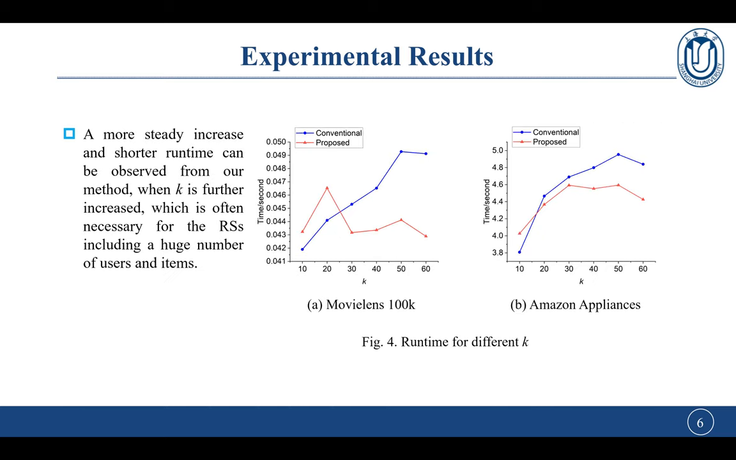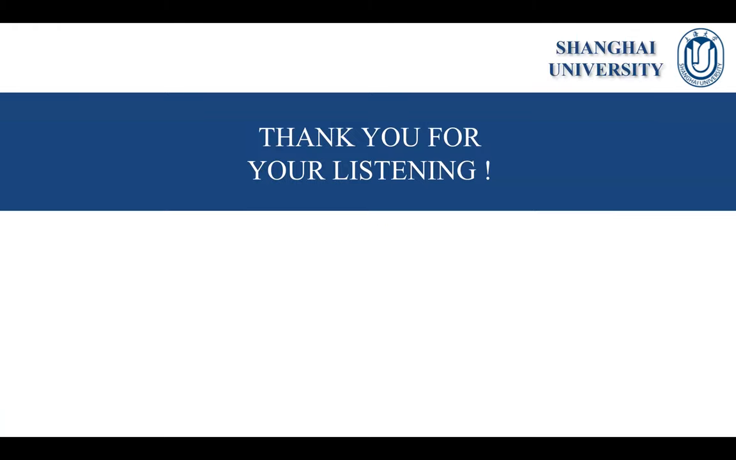And then, by observing the relationship between the latent factor K and runtime, we can find that a more steady increase and shorter runtime can be observed from our method when K is further increased. We can expect that greater speedups can be realized if the scale of the recommendation system is further enlarged. That's all. Thank you for your listening.